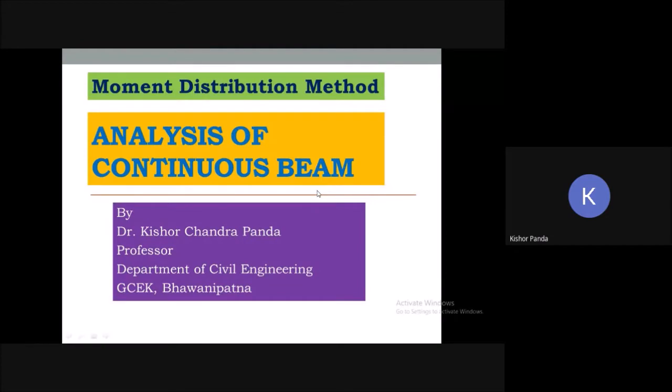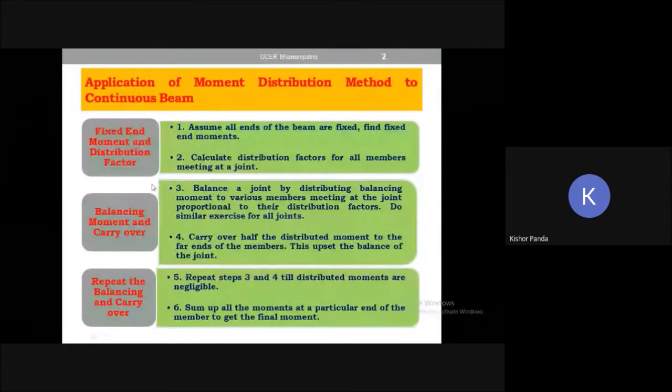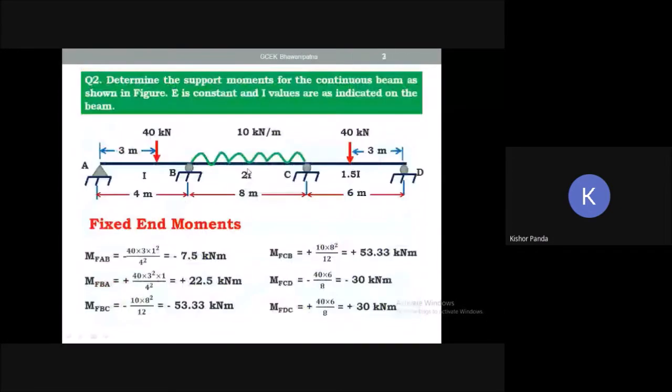In this presentation, I am going to speak on the analysis of a three-span continuous beam when both ends are simply supported. These are the steps you already know that you have to follow. Coming to this question, determine the support moments for the continuous beam as shown in the figure.